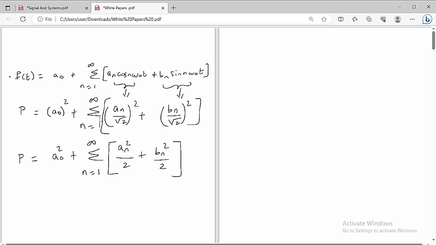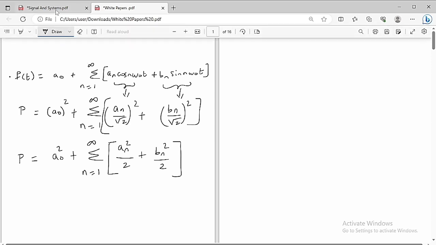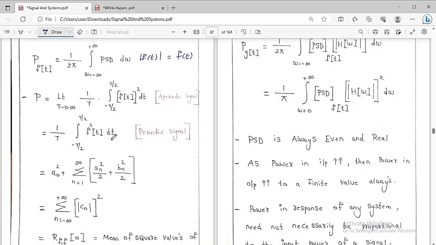So do the square for each and every RMS value and do the summation, and we are going to get the result. So power P is equal to a naught square plus the sum from n equals 1 to infinity of an square by 2 plus bn square by 2. So this is the overall power present in this trigonometric periodic signal.